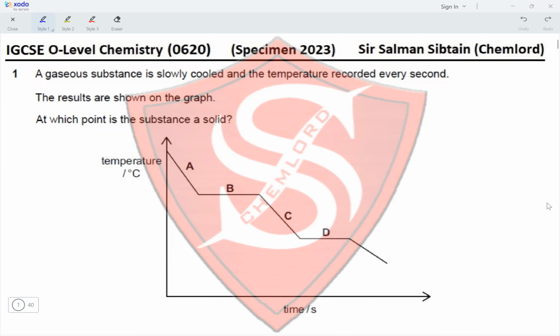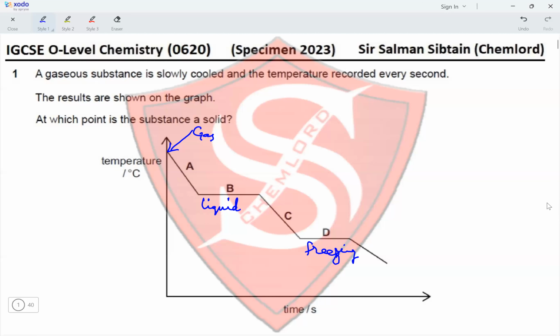So we are starting off with the substance as a gas. A represents the gas cooling, and once the gas has cooled, it changes its state to liquid. This is the change of state from gas to liquid. So the substance is now in the liquid state at B. Now the liquid is cooling, which is represented by C, and once it has cooled enough, it freezes. So when it goes from C to D, D represents the liquid freezing, and the part after that represents the solid cooling further.